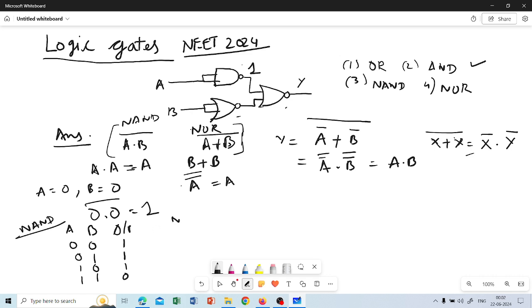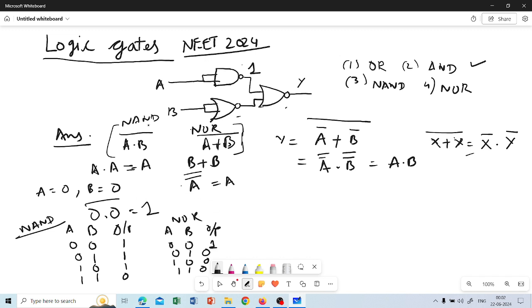So for NOR gate, let me write it: 0 0 it is 0 plus 0, 0 1 it is 0, 1 0 it is still 0, 1 1 it is 0. So this is the truth table.